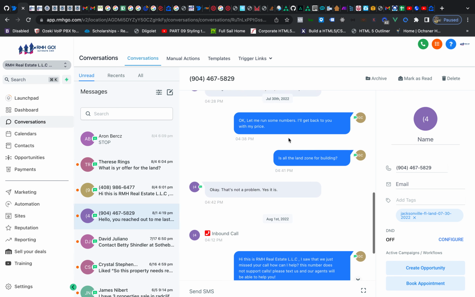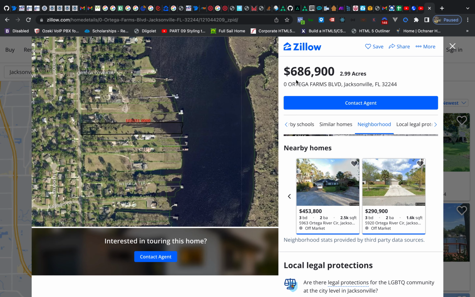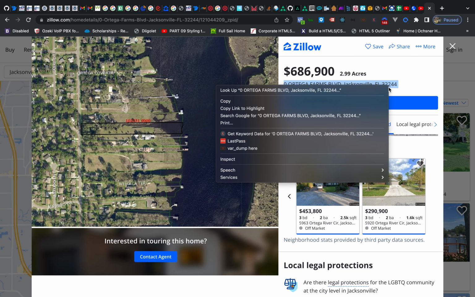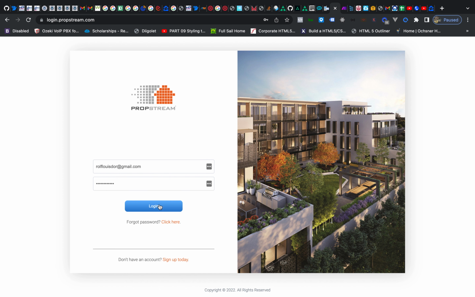So, all right, the step we'll do is we'll copy the address, right? Take the land address. Let's copy that address right here. I already have it pulled up in Zillow for sake of time, so let's go ahead and pull it up here. We'll go to PropStream, so we can run the comparables.